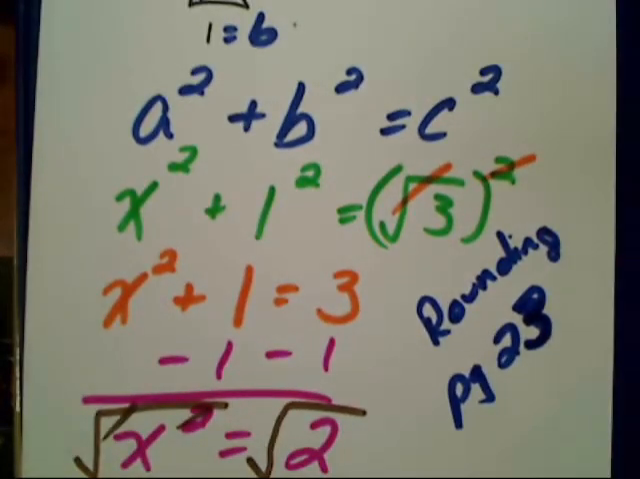So Pythagorean theorem is a nice way of finding the sides of a right triangle. It has nothing to do with angle measurements. It's nothing to do with the slope. It's finding the sides of right triangles and only of right triangles. Great application that you might use in your life. Good luck.